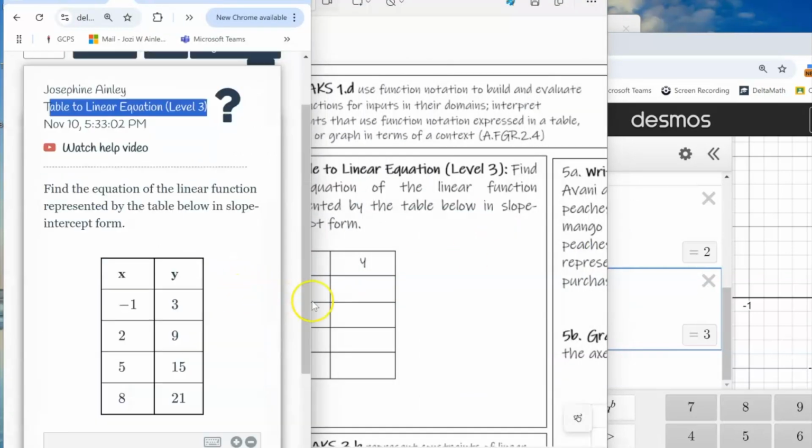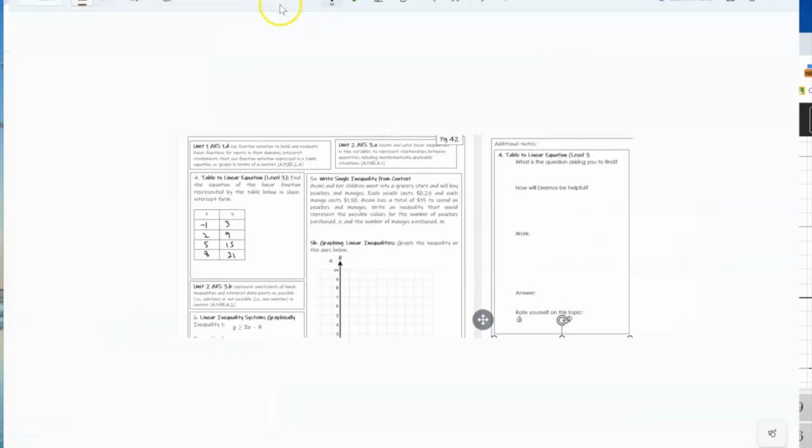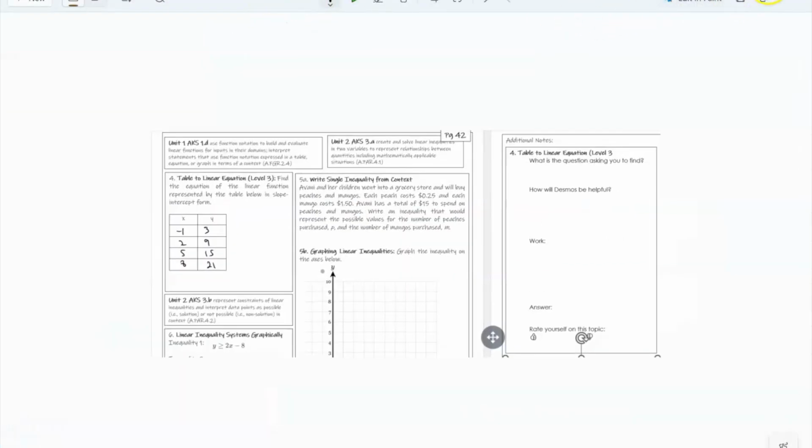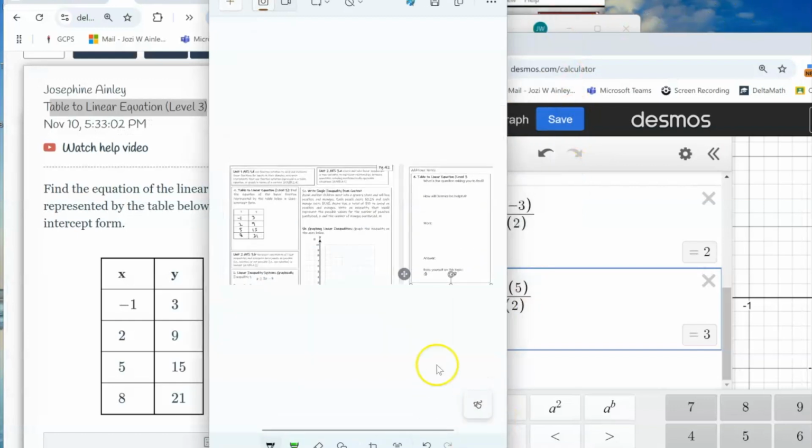So if this was my question, then I would go ahead and write in here that my question is -1, 3, 2, 9, 5, 15, and 8, 21. But this is not your question. So you're going to pull up your question in DeltaMath so that you can write notes on how to do it. So notes are really you writing down what your question is and then writing notes to yourself on how to do that particular question.